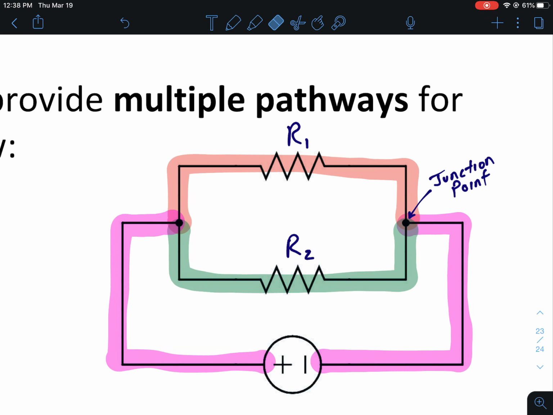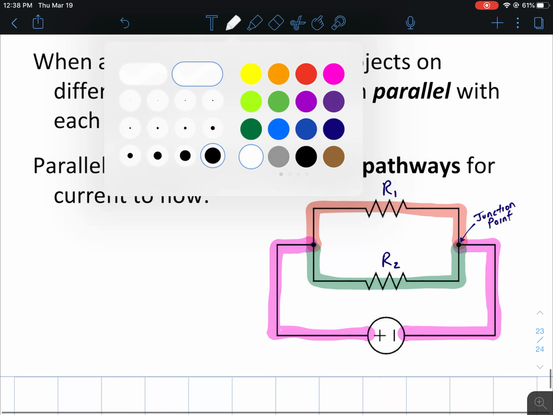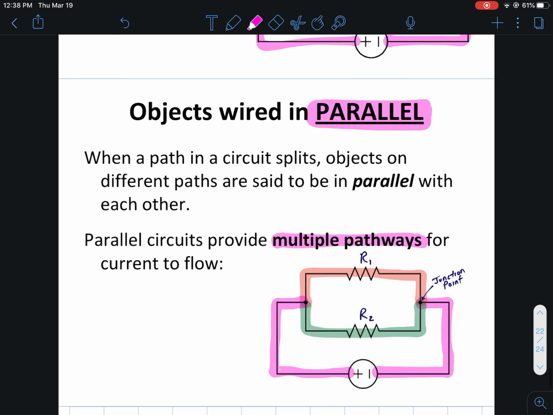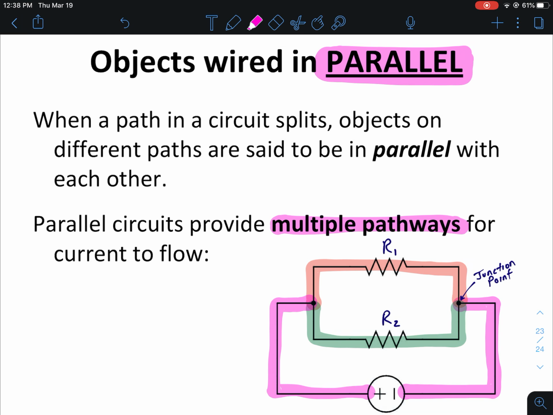So that's the beauty of a parallel circuit, is in a parallel circuit, you have multiple pathways, okay? Multiple pathways for current to flow, and it allows you options. So this is how houses are wired. This is how all circuits in houses are wired. So if one thing burns out or one thing breaks, the rest of the house will still work.